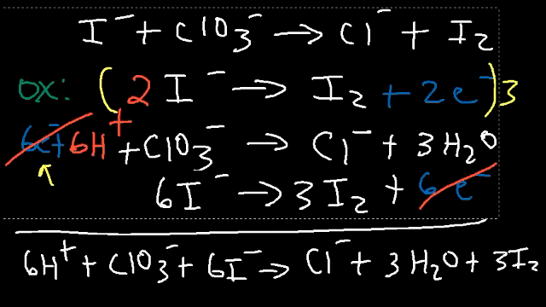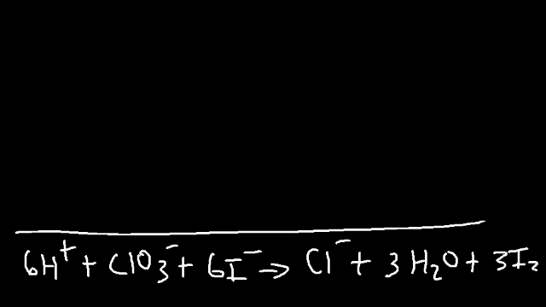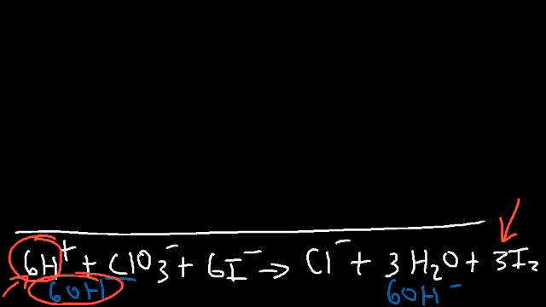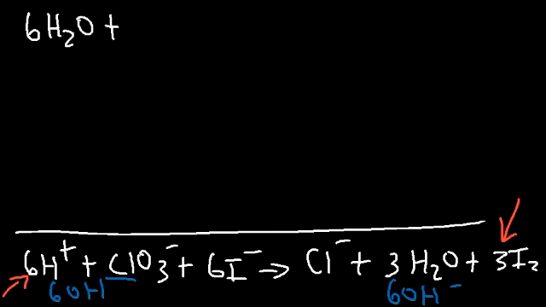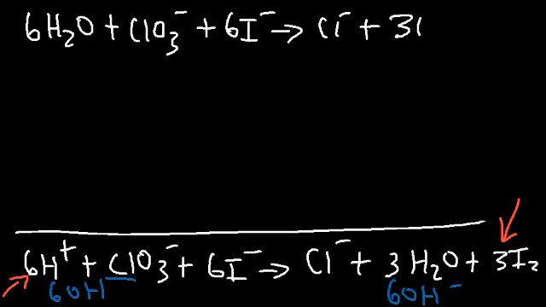Now, if you want to balance it under basic conditions, you want to start with this half reaction that we have here. Here's what we need to do. We need to add hydroxide to both sides of the reaction. Notice that we have 6 H plus ions. We need to get rid of all of the hydrogen ions because they should only be present under acidic conditions. So let's add 6 hydroxide ions to both sides since we have 6 H plus ions on the left side. H plus and OH minus are going to combine and form H2O. So on the left side, we should have 6 water molecules plus 1 chlorate ion, 6 iodide ions, and everything is going to be the same, but we're going to have an additional 6 hydroxide ions on the right side.